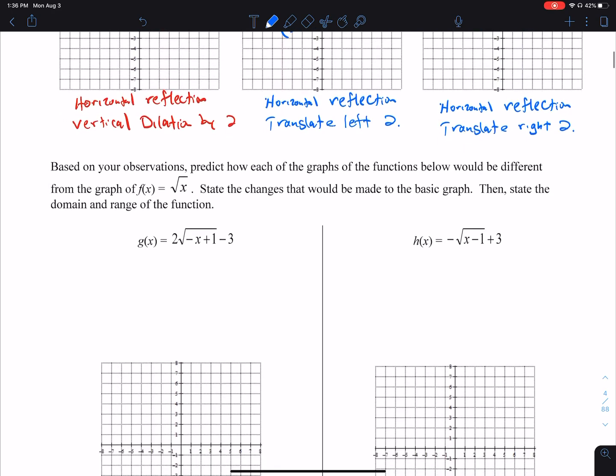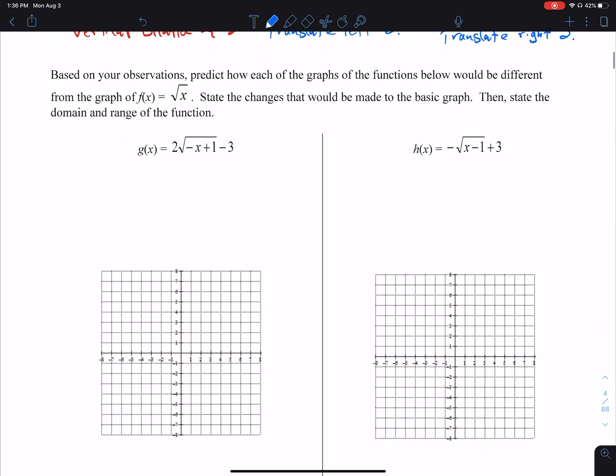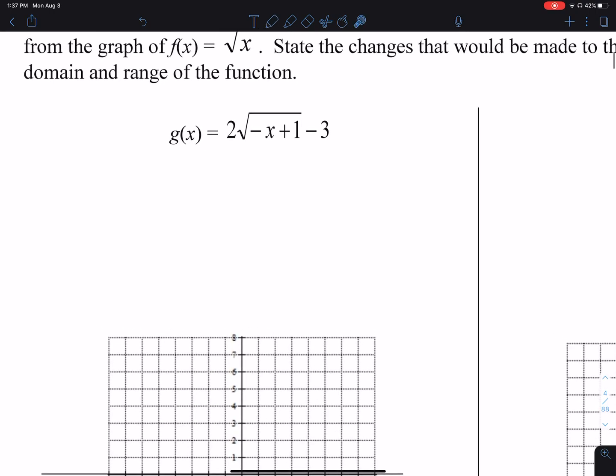Now, based on the observations that you just made, you made some mental notes about things. Let's see if we can predict what's going to happen with these graphs, and then we'll state the changes that were made, and we'll see if we can graph it. We're going to also state the domain and range of these functions. So first things first, I'm not going to sing it. We want to make sure the coefficient of x is a 1, and it isn't. It's negative. So let's factor a -1 out of the negative x plus 1. It's going to give us x minus 1, and then a -3.